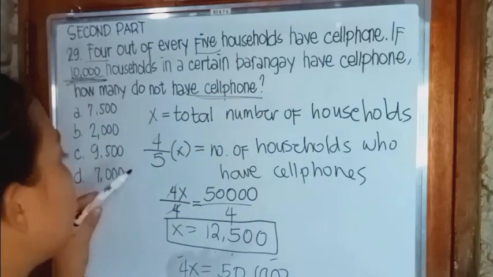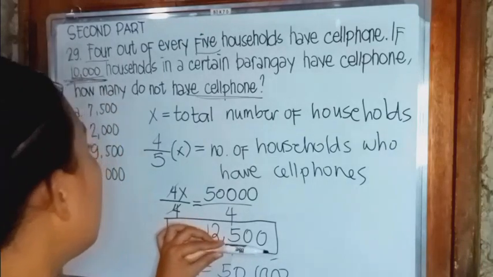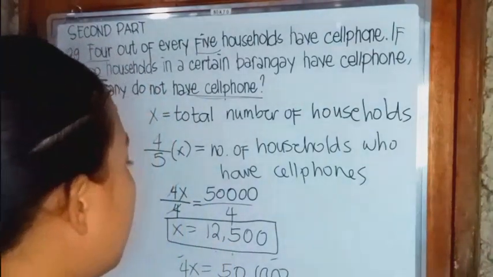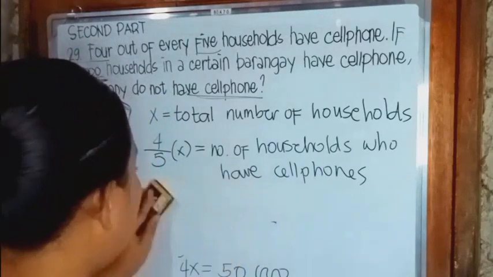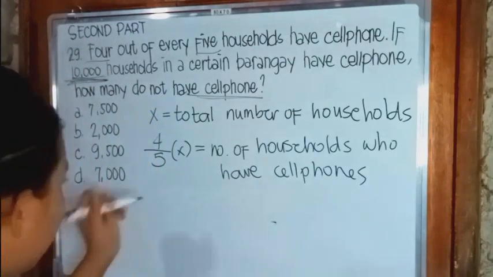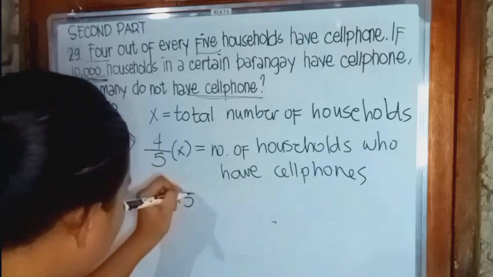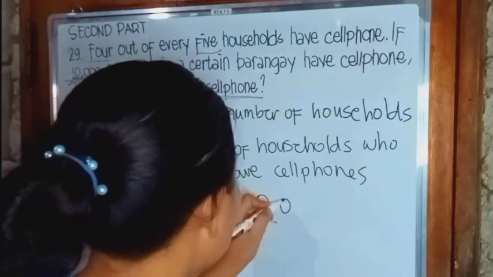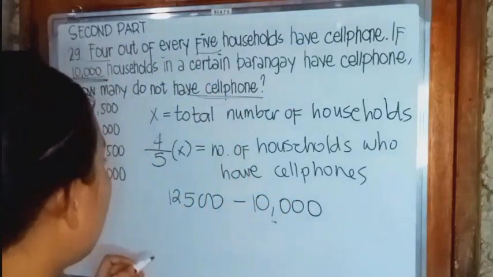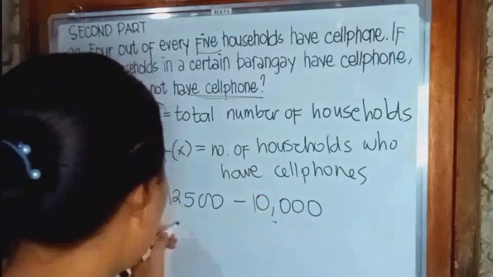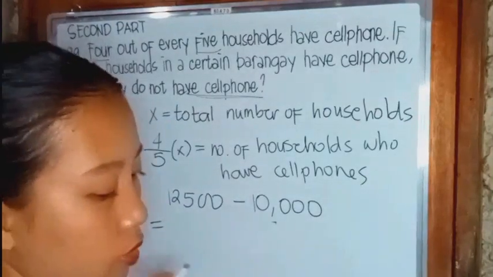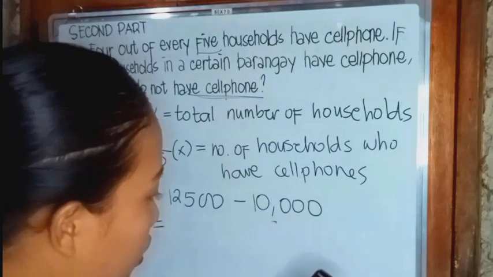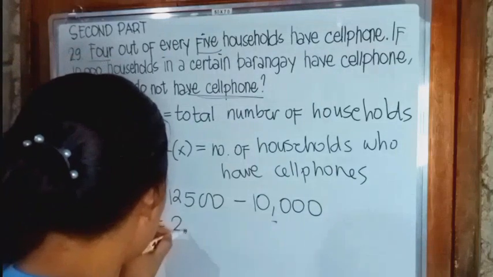Now, we can find the number of households who do not have cell phones by subtracting 10,000 who have cell phones from 12,500. So 12,500 minus the given 10,000 is equal to 2,500.